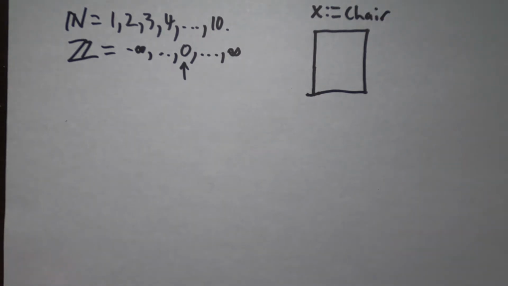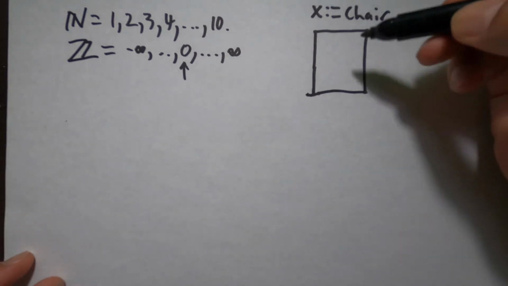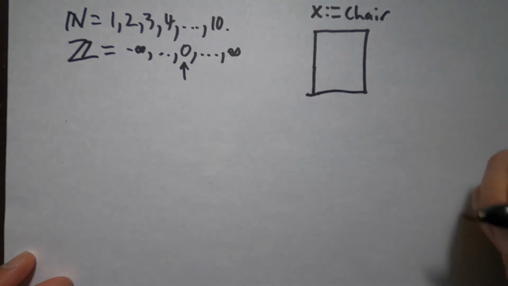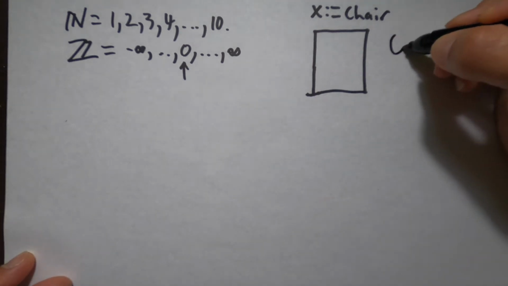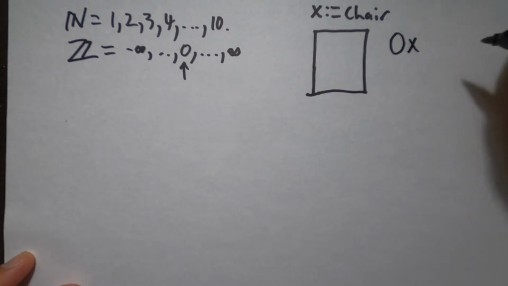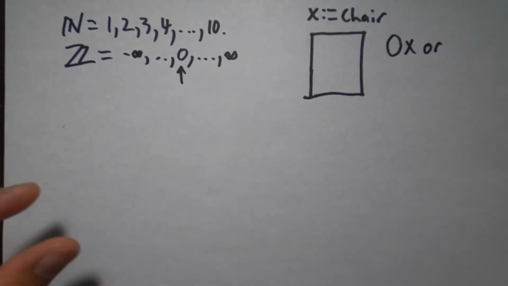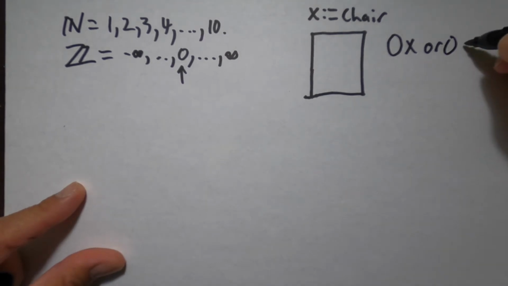So right now we have nothing in here, nothing in this room. So the representation of nothing, 0, we'll say 0 chairs.